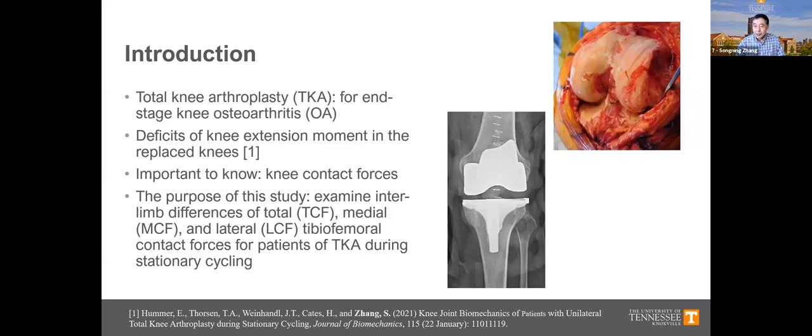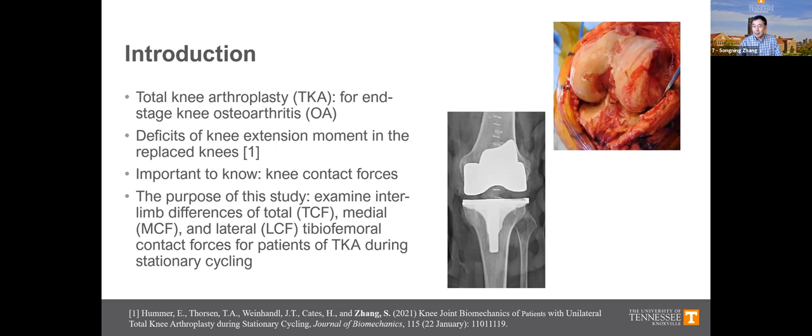Total knee arthroplasty is a surgical treatment for people with end-stage knee osteoarthritis. Research on total knee replacement patients has shown deficits of knee extension moment in the replaced limbs during gait, as well as in cycling. Cycling is a common exercise used in rehabilitation after total knee replacement. It is important to understand the joint loading conditions of the replaced limb in cycling.